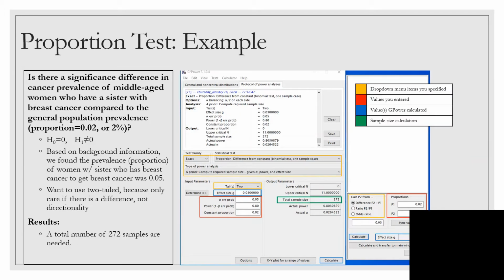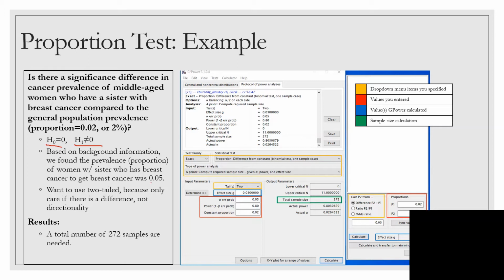Turning to our example question, is there a significant difference in cancer prevalence of middle-aged women who have a sister with breast cancer compared to just the general female population prevalence, which is 2%? We find that our null would be there is no difference, whereas the alternative there is a difference. So we already know that there's information here.